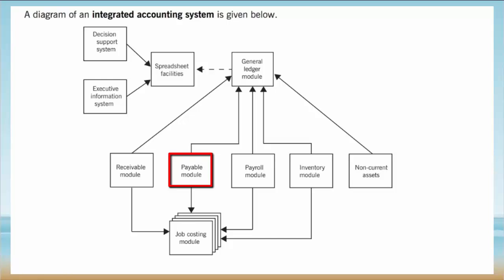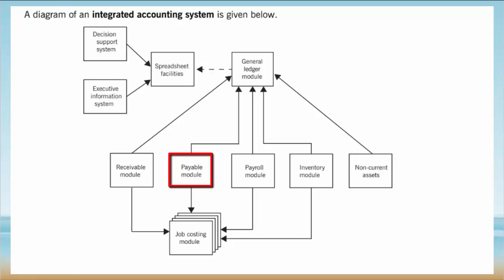This is the mirror image for suppliers. When a purchase invoice arrives, the payable module records the supplier, the due date, any early payment discount, and the amount. At the same moment, it pushes a posting to the general ledger: a credit to payables, and a debit to the correct expense or asset account.